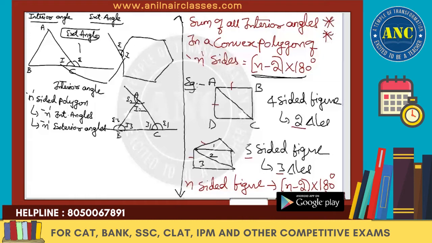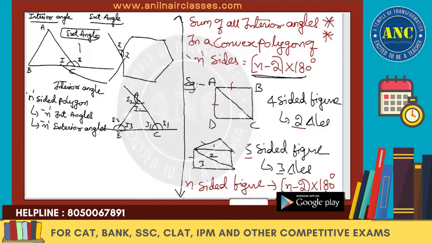Very, very important: the sum of all interior angles in a convex polygon of n sides is given by n minus 2 into 180. I hope this concept is clear. Idea clear, right, sir?